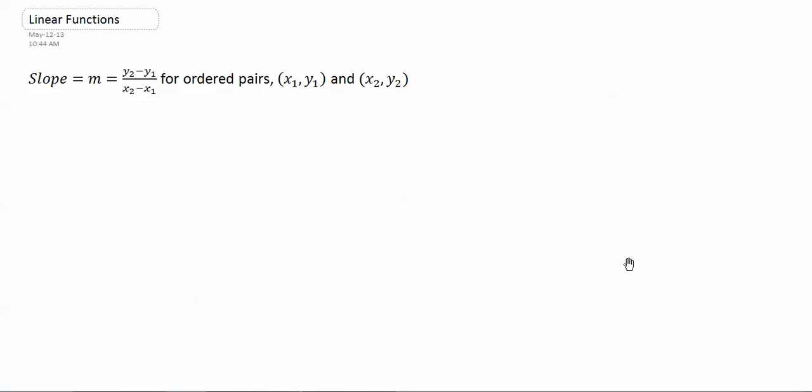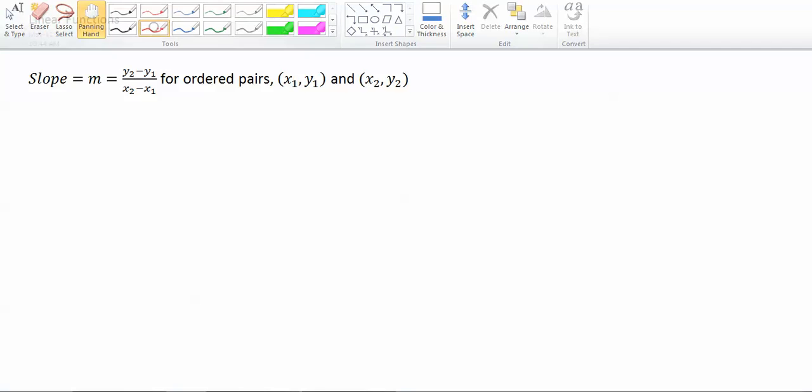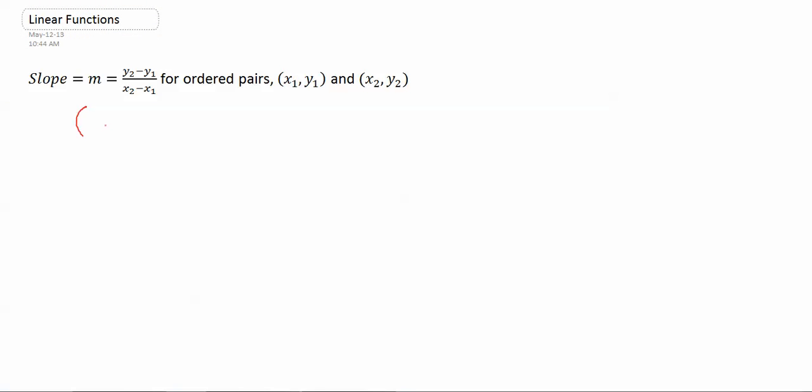You will notice that sometimes I'll use the terminology y2 or y1, or I'll use the terminology y sub 2, y sub 1. So these are interchangeable vocabularies, and we can use both without any real problems coming up. I want you to use this formula to find the slope between the given set of points.